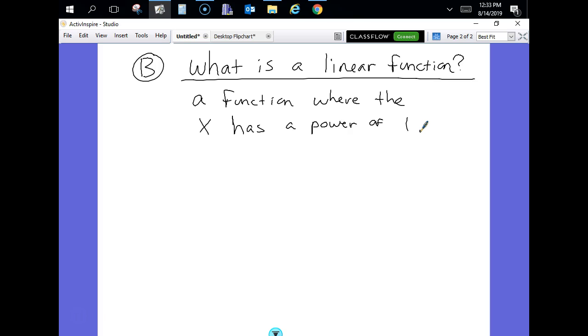So for instance, on the last one I gave you guys, y equals x squared. Is that linear? No, because the power is 2, right? That's actually what we call a quadratic function. Let me give you an example of a linear function. Y equals 2x minus 3. Look at your x. What's the power on there? It's not there, right? And when it's not there, that means it's a 1. So that would be a linear function. Okay?